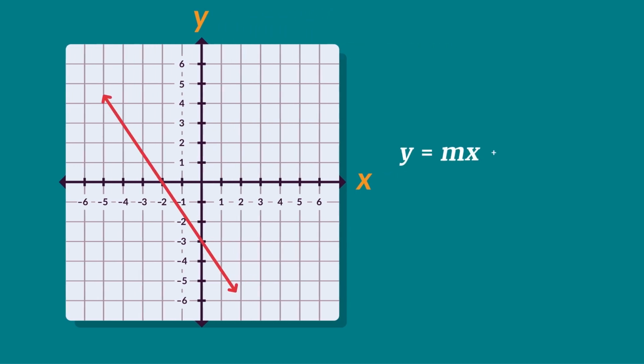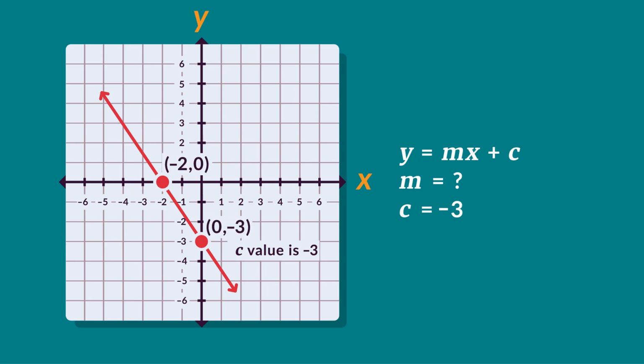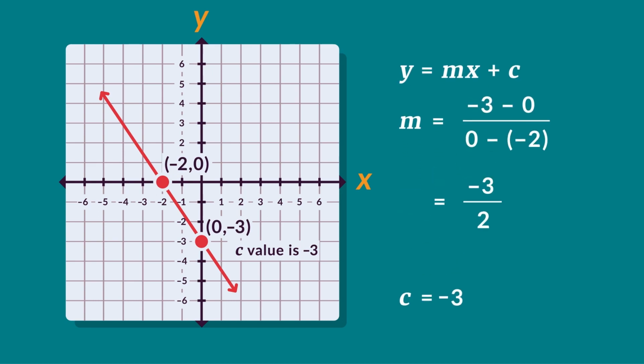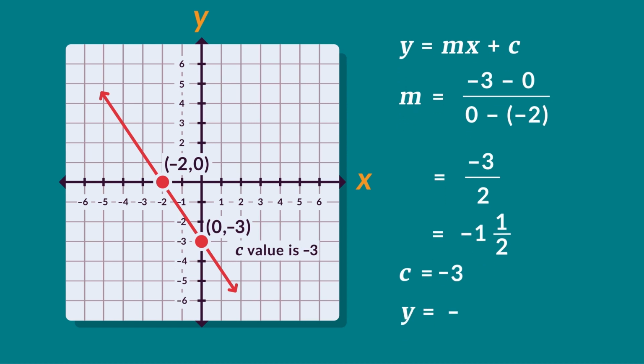Let's see how we can find the values of m and c in the formula y equals mx plus c to describe a given straight line. The y-intercept on this graph is negative 3. Now we choose 2 points on the line to find the gradient. For example, let's choose (-2, 0) and (0, -3). The gradient is negative 1.5. So the equation of the straight line is y equals negative 1.5x minus 3.